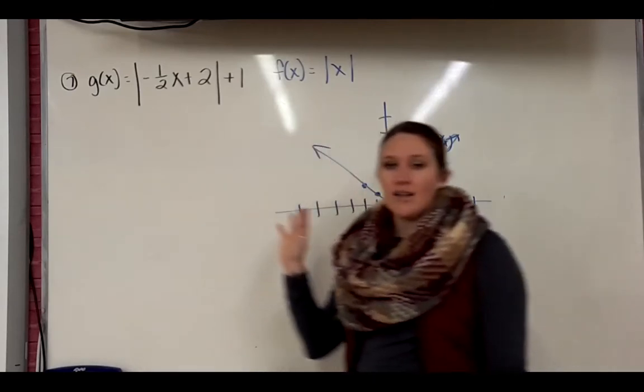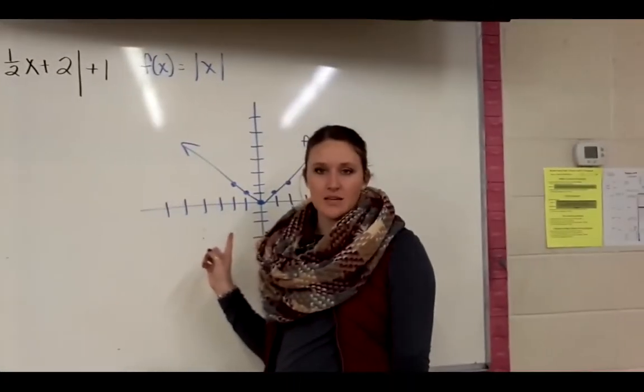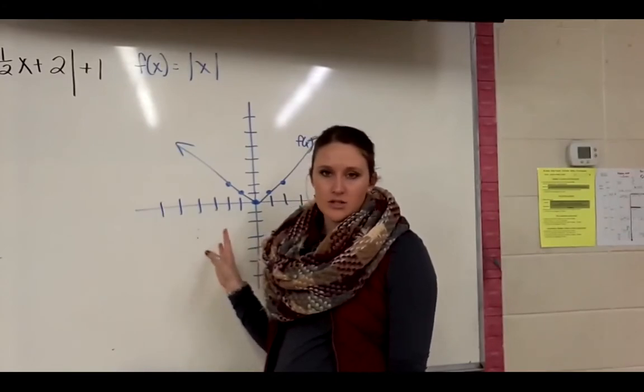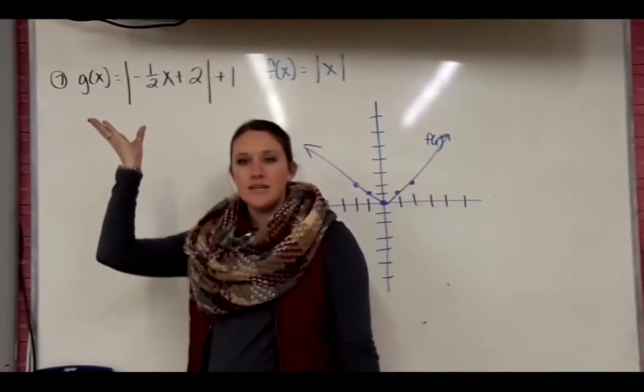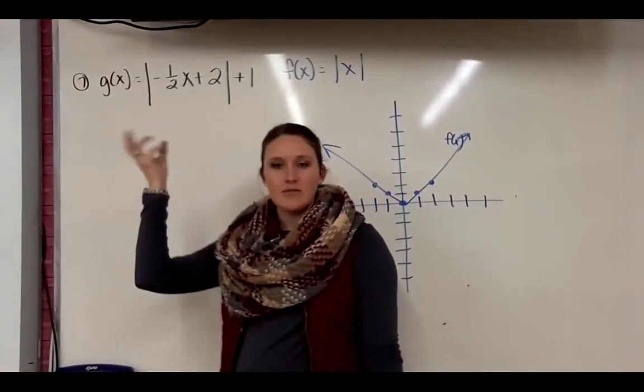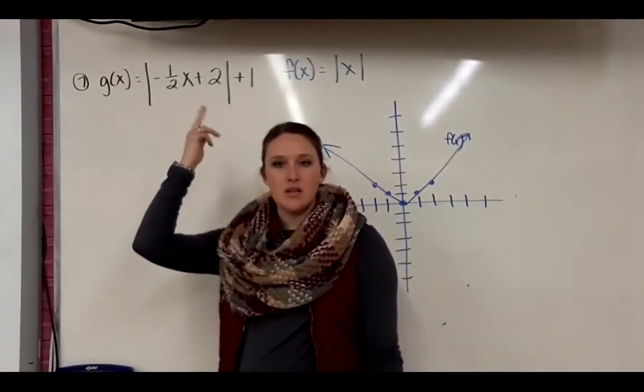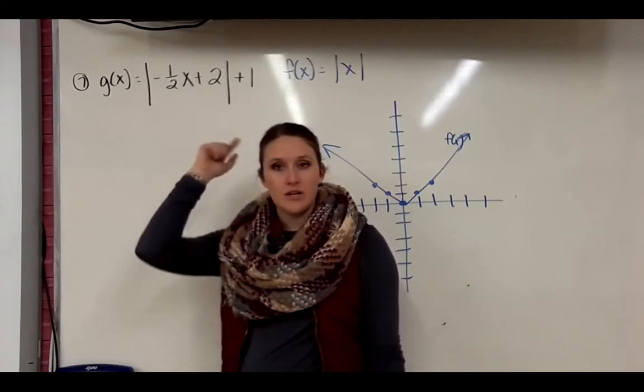Okay, so all I did was I went ahead and graphed f of x equals the absolute value of x. You don't have to do that till we actually graph. I just was getting it out of the way. So this is our new one. g of x equals the absolute value of negative 1/2 x plus 2, close absolute value, plus 1.